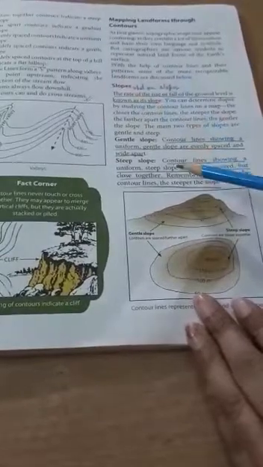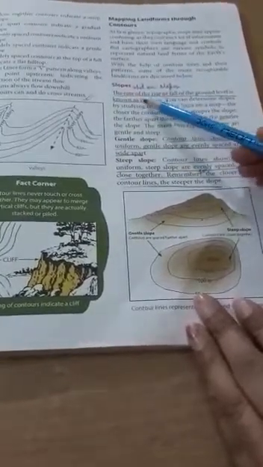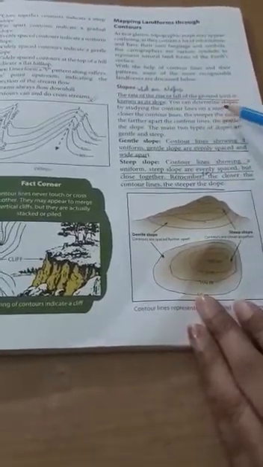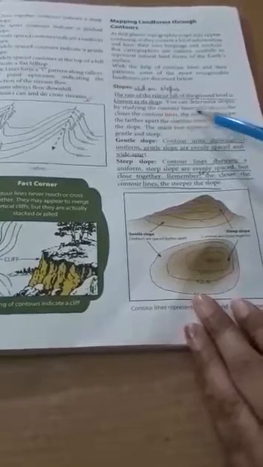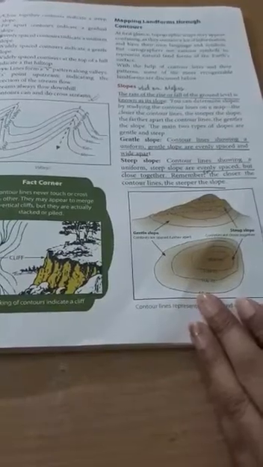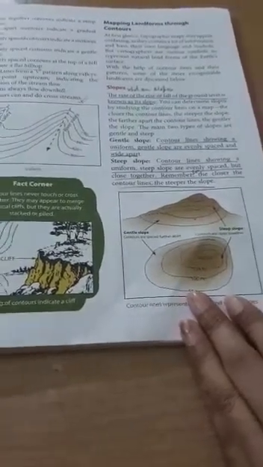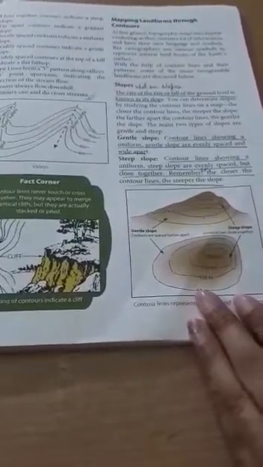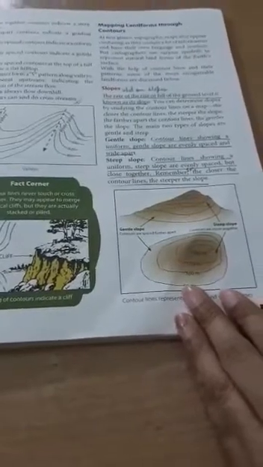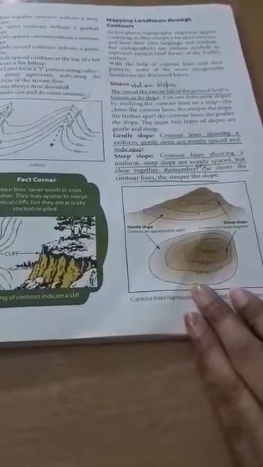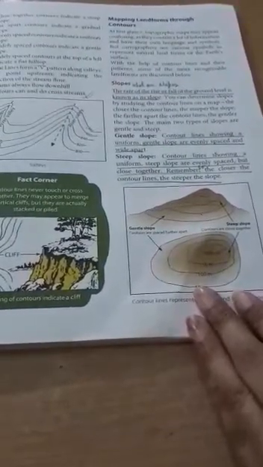What are slopes? Slopes are the rate of the rise or fall of the ground level, and it can be determined by studying the contour lines on a map. Closer the contour lines, the steeper the slope. The farther apart the contour lines, the gentler the slope. It means if the contour lines are close together, it represents a steep slope, whereas if the contour lines are far apart, it represents a gentle slope.